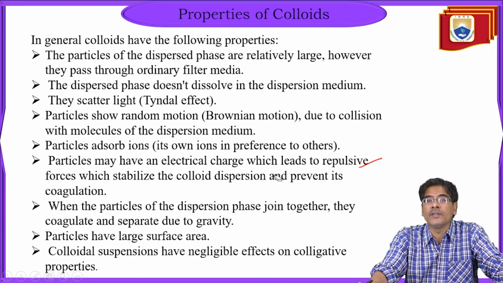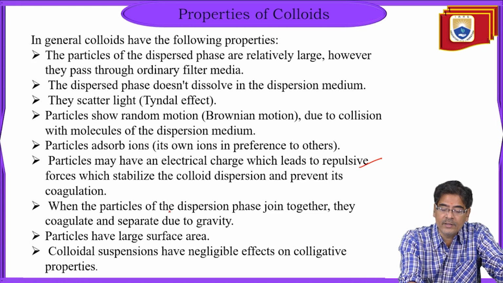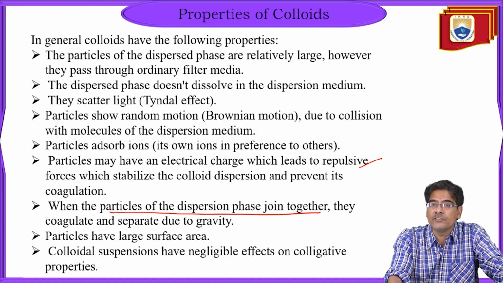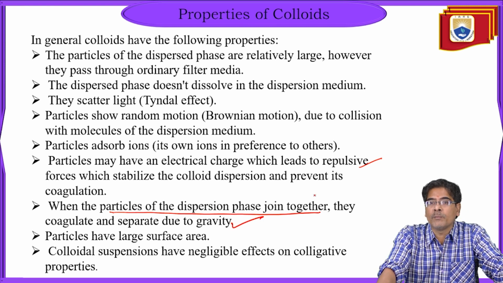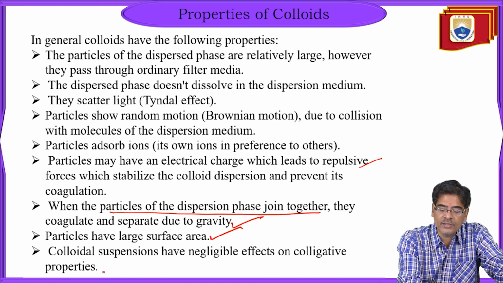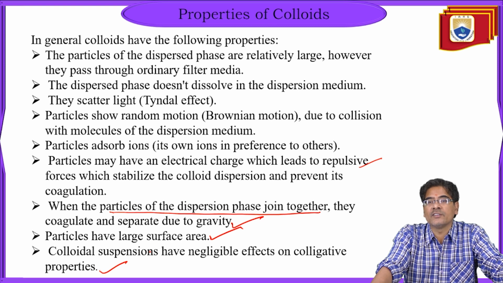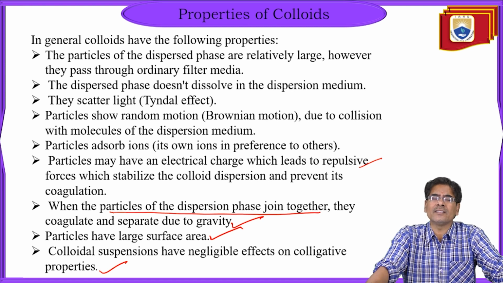When the particles of the dispersion phase join together, they coagulate and separate due to gravity. Particles have a large surface area. Colloidal suspensions have negligible effect on colligative properties. In general, these are the general properties.